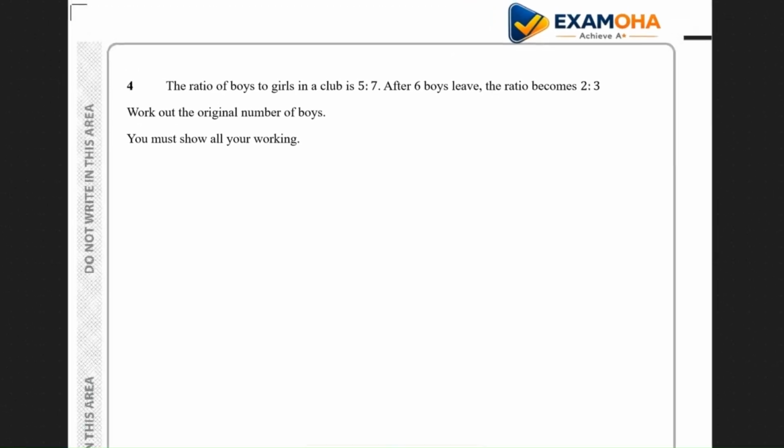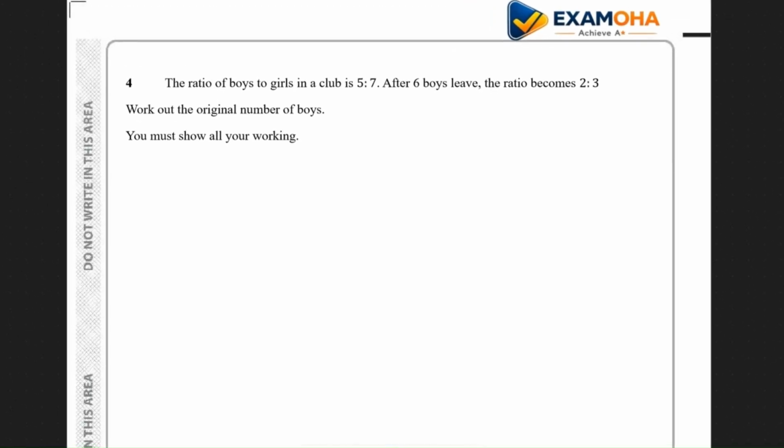The ratio of boys to girls in a club is 5 to 7. After 6 boys leave, the ratio becomes 2 over 3. Work out the original number of boys. So now we understand the ratio of the boys has changed, and after the change it became 2 to 3. So how do we think about this one?